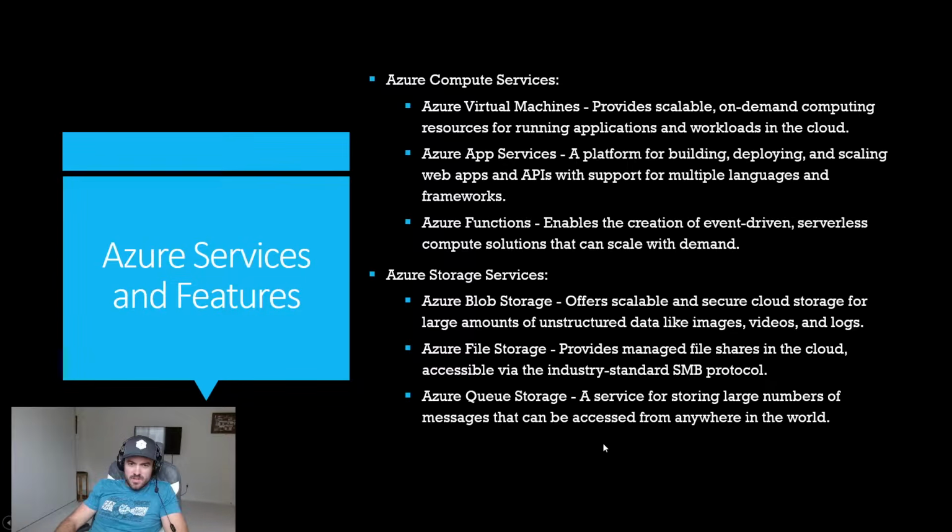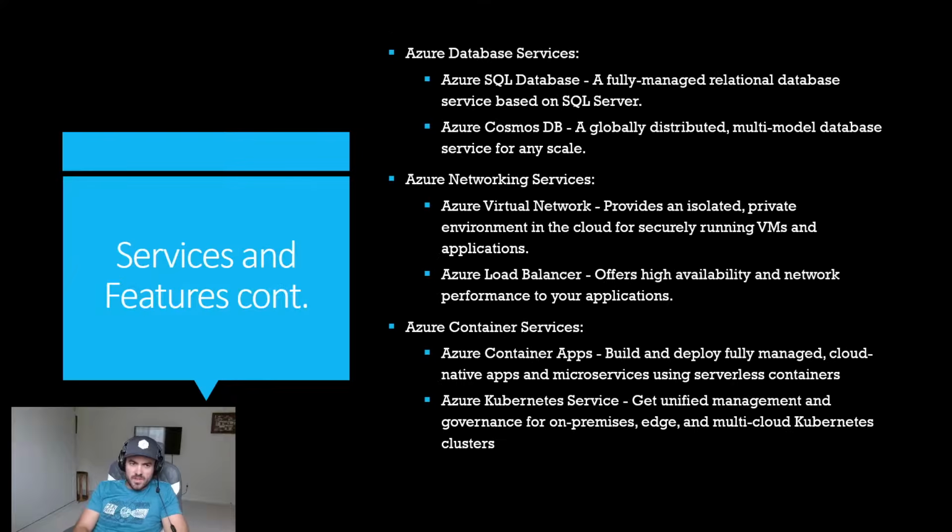So you've also got table storage, which is that NoSQL data storage. And then you've also got disk storage that is going to be used for sort of local storage. It's local to your VM, so high throughput, but it can be more expensive. Okay? Azure Database services. So you've got Azure SQL Database, which is a fully managed relational database service based on SQL Server. Cosmos DB is a globally distributed multi-model database service for any scale that primarily is used for NoSQL databases.